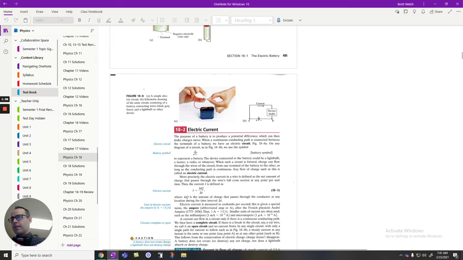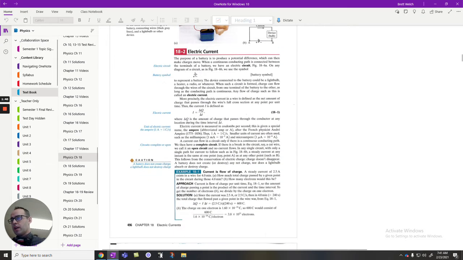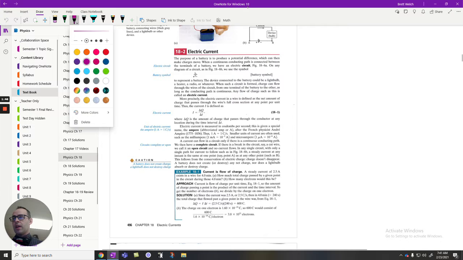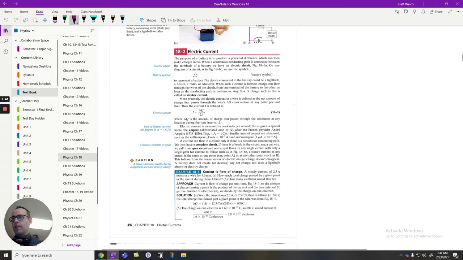But what we're really going to get after is a couple of things. We're going to start with this concept of electric current. Just so that we're clear, batteries are drawn with this symbol here, with a positive terminal on the long side and a negative terminal on the short side. Remember, a capacitor was two parallel lines equal in size, whereas a battery has different lengths, positive and negative.